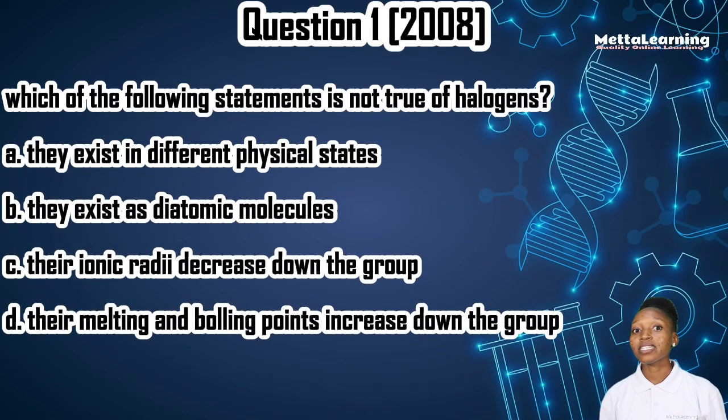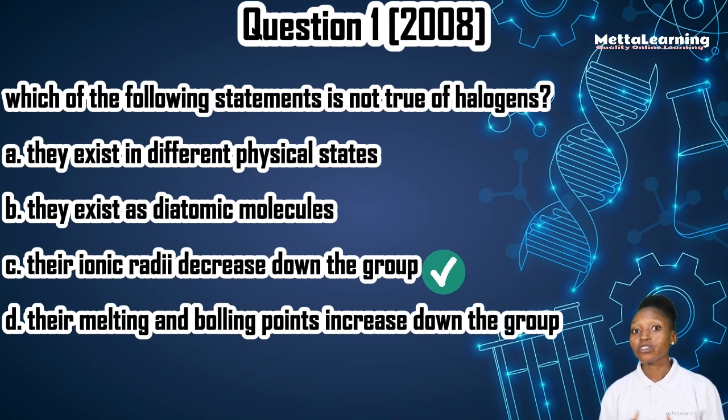A. They exist in different physical states. B. They exist as diatomic molecules. C. Their ionic radii decreases down the group. And D. Their melting and boiling point increases down the group.